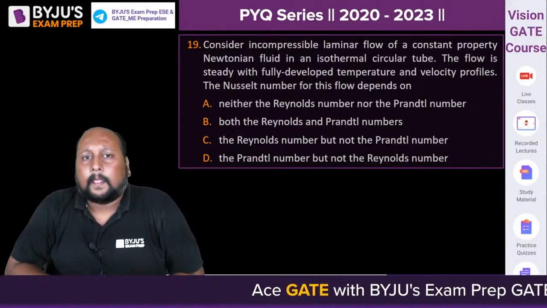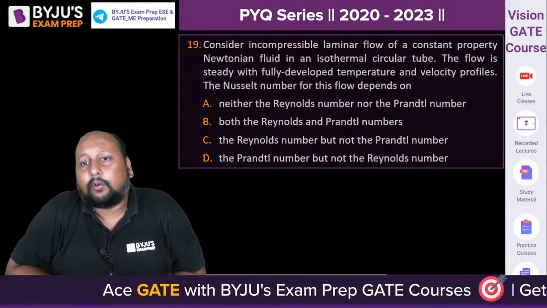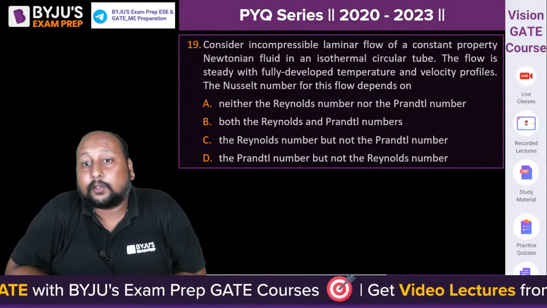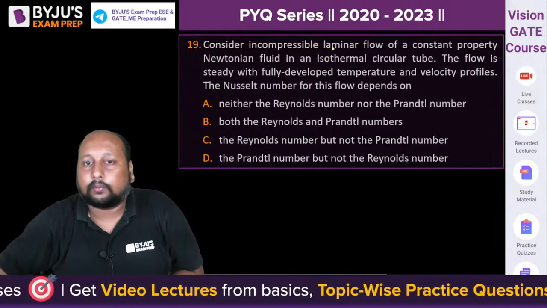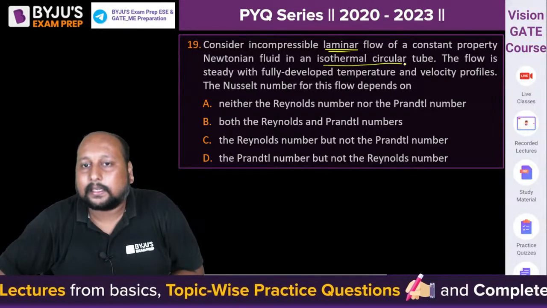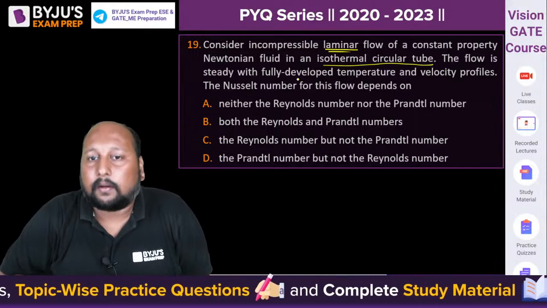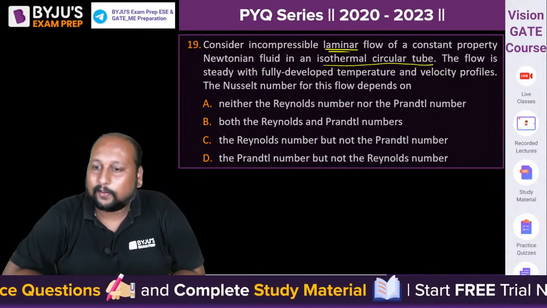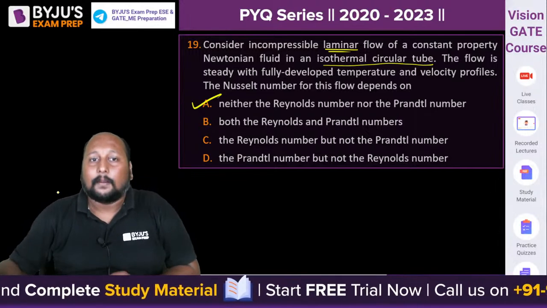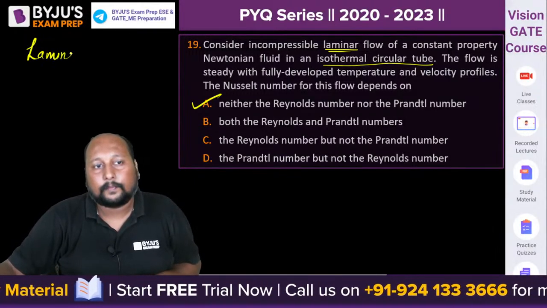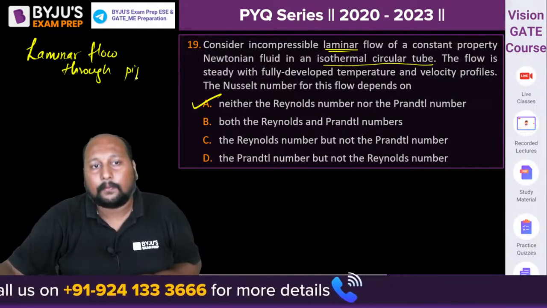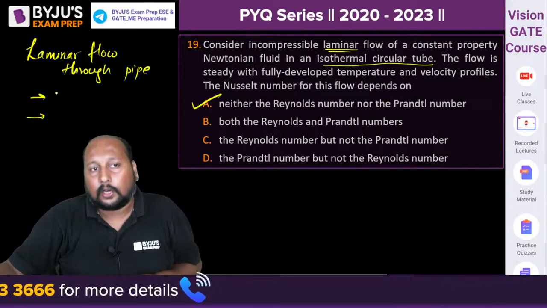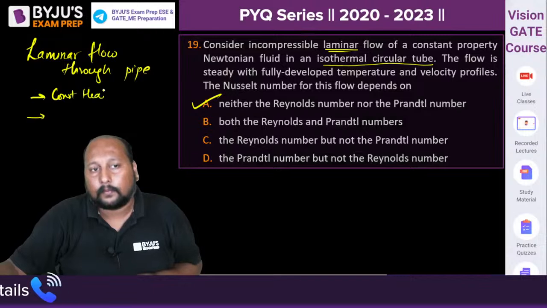Consider incompressible laminar flow of constant property Newtonian fluid in an isothermal circular tube. The flow is steady, fully developed. It's a laminar flow. Isothermal circular tube. Tell me, the Nusselt number of this flow depends upon which option? Option A. Why? Because whenever we are talking about laminar flow through a pipe, there are 2 conditions that we are studying: constant heat flux and constant wall temperature.